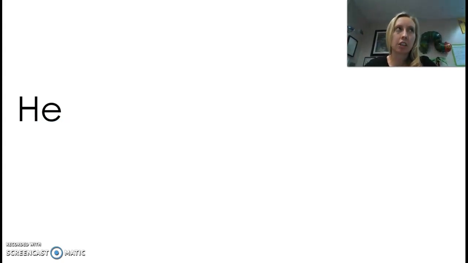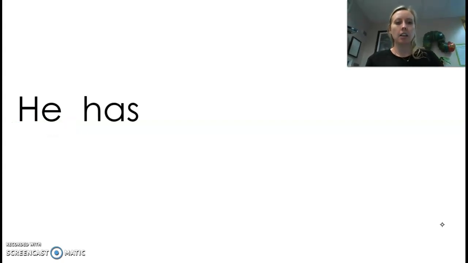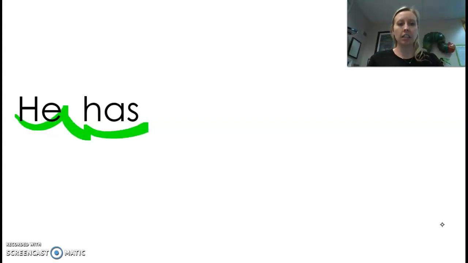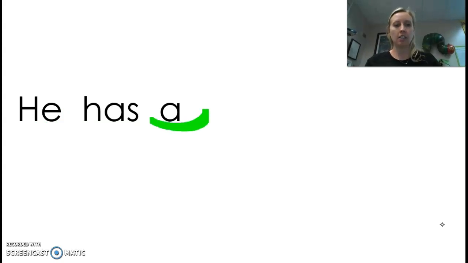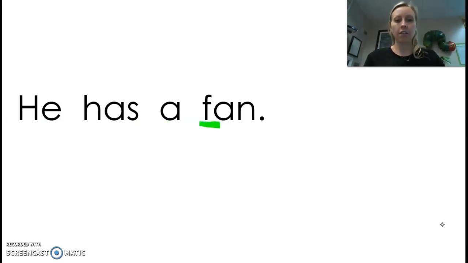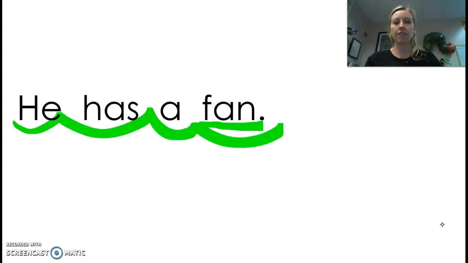Okay, we are starting with a sentence. So as we are writing a sentence, remember we're always going to start with our capital letter. So this is a sight word. You can't make the sounds, because if I made the sounds, it'd be h, e, he. And this word is he. Okay? He has a fan. Okay, together. He has a fan.